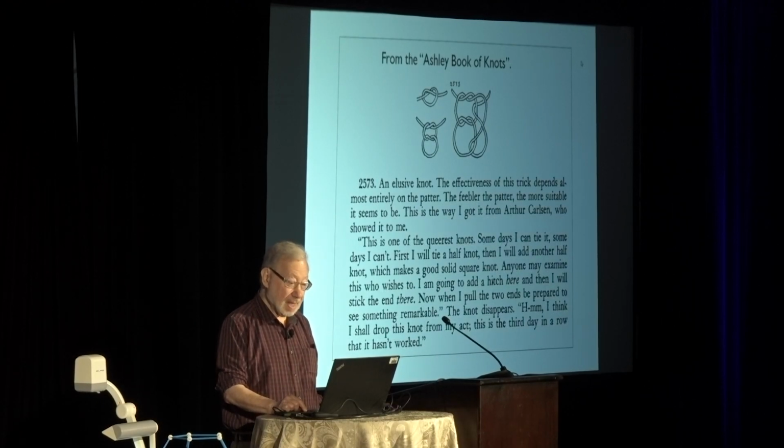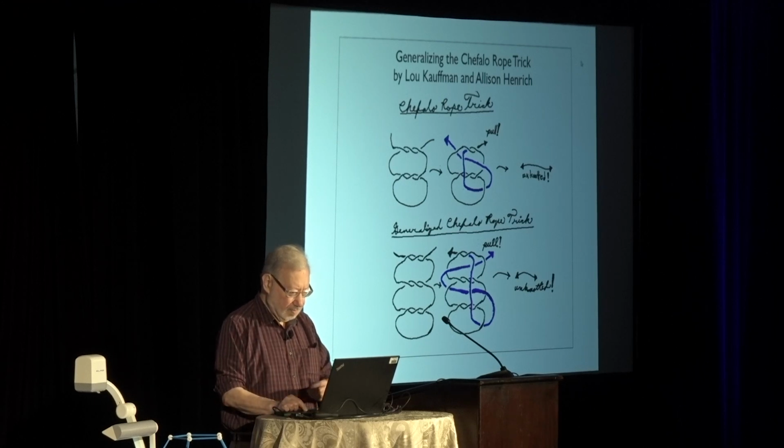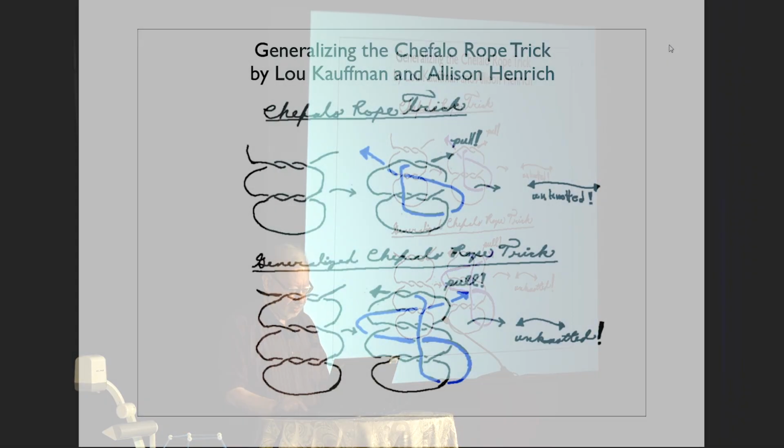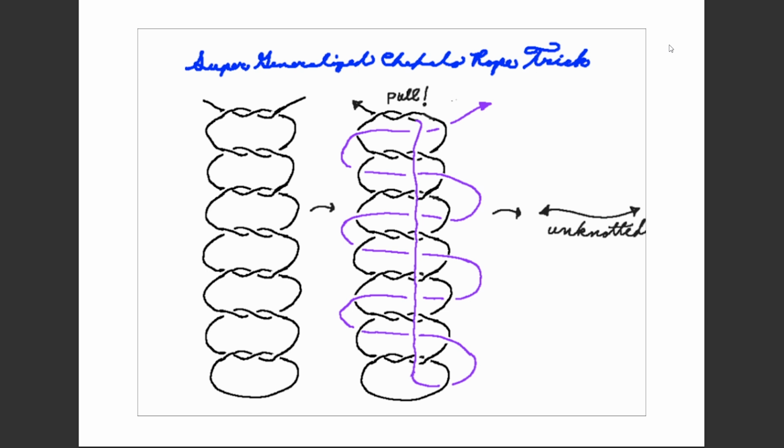Okay, that's Ashley. And we're generalizing this in various ways. So I want to show you the generalizations and then demonstrate it a bit. So here's the first generalization. At the top of the slide, you see the Chefalo diagrammed. And now we're going to take a stack of square knots. The simplest one is to take one more and thread it in the right way, and this will disappear. And this generalizes. You can make a stack of any size you like, and it will still work.